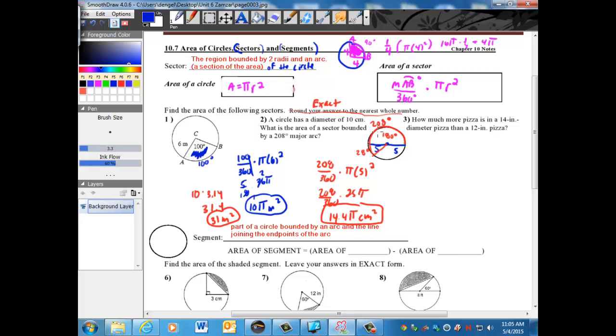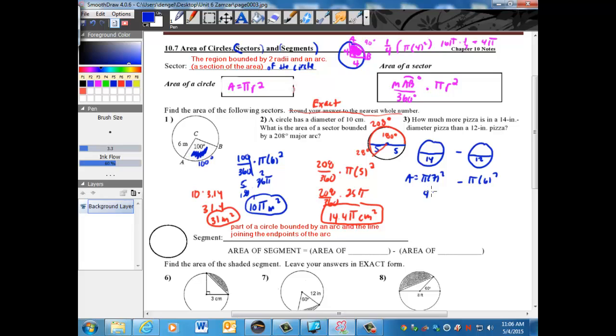All right, and then to the pizza problem. We have a 14-inch diameter pizza. We'll show that like such. And then we're going to find the area of this pizza and subtract it from the area of a 12-inch diameter pizza. So area is going to equal pi times 7 squared minus pi times 6 squared.